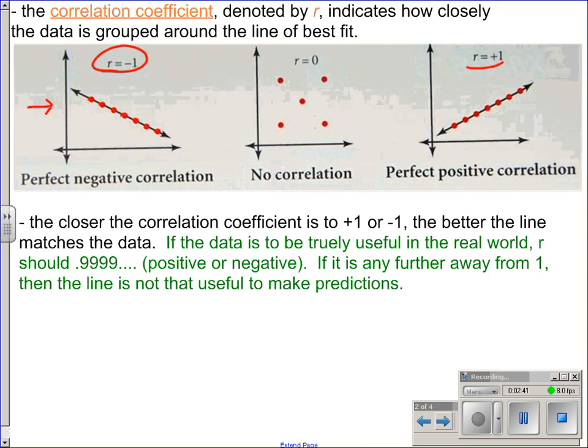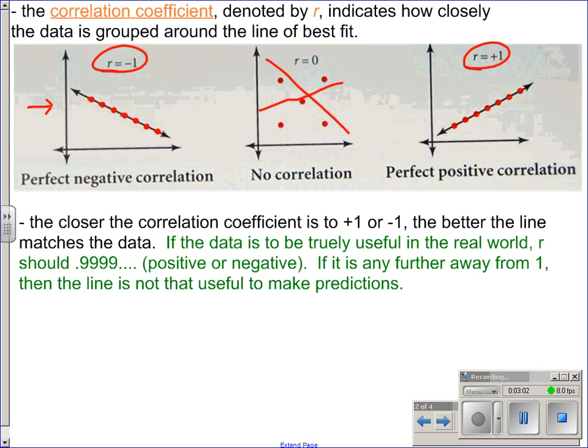So on the right side, you got a +1. Again, every single point is on the line, so it's a perfect match. When the points are just kind of spread out here, there is no correlation. Data doesn't really fit very well. You could draw lines anywhere, and it's no good. Okay, there's just no trend in the information that's being presented.